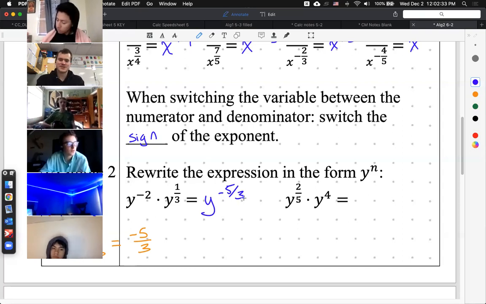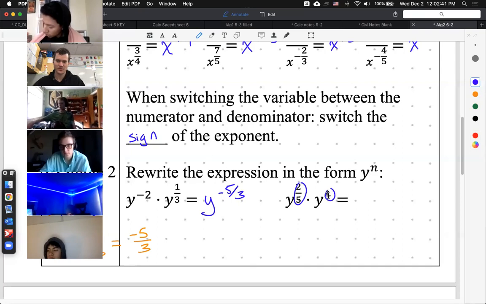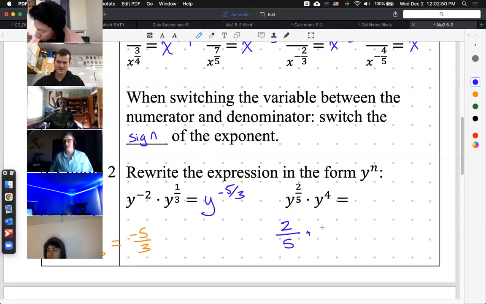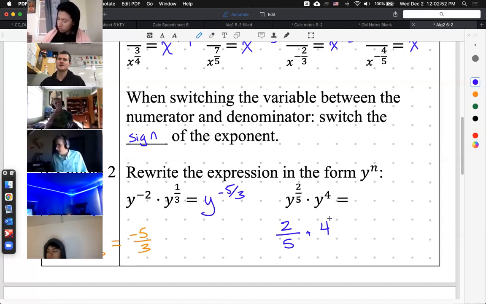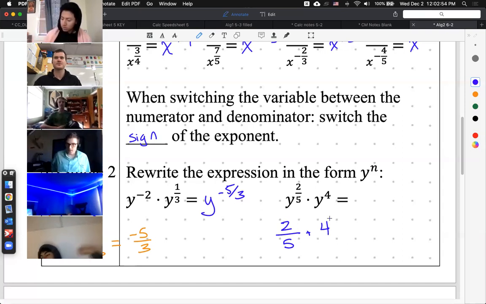All right. This next one is also a little bit difficult because there's fractions, but again, the same rule. I'm going to be adding those exponents. So let me go ahead and set it up for you. I'm going to be adding 2/5 with 4. Why? Because I have the same base, which happens to also be the letter Y. So I need to add 2/5 plus 4. But I'm not going to do that. Someone else is going to do that for me.